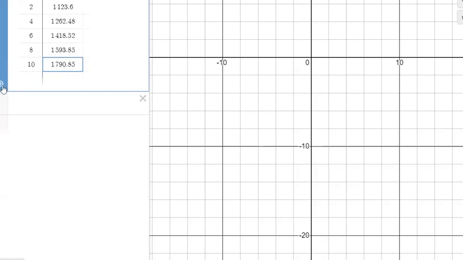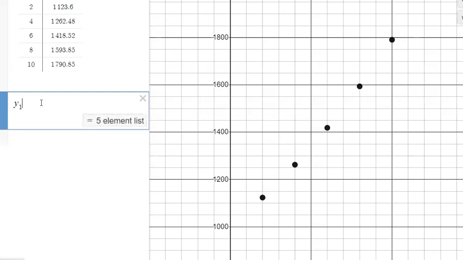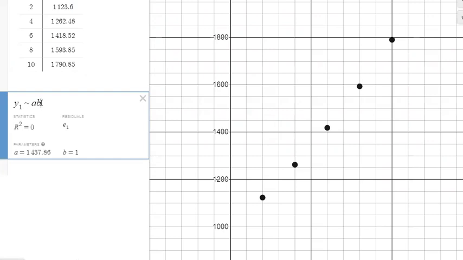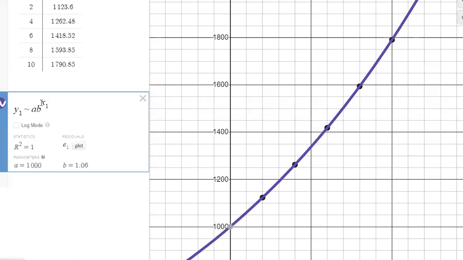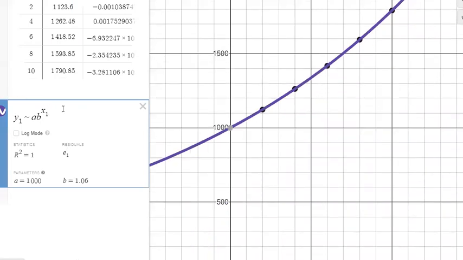What I'm going to do next is hit the zoom fit button so I can see all the points. There they are. And now we're going to do an exponential regression. So I'm going to need Y1, squiggle, and then I'm going to have A, B, and I'm going to raise the B to the X1 power. So then that purple line is going to be my curve of best fit. I'm going to plot the residuals next. I'm going to hit zoom fit so I can see them.